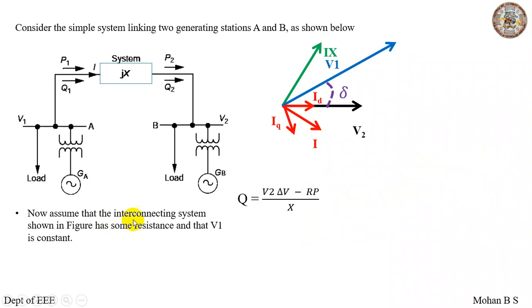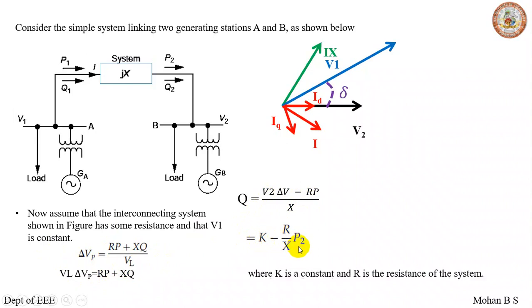Now assume that the interconnected system as shown in figure B has some resistance and that V1 is constant. So that now we have delta Vp as (Rp plus Xq) by VL, or VL delta V is equal to Rp plus Xq, just cross multiplying this. And then we have here that Q is equal to V2 delta V by X minus Rp by X. As we solve this equation, we can simply say that this is equal to K minus Rp squared by X, where K is a constant and R is the resistance of the system.